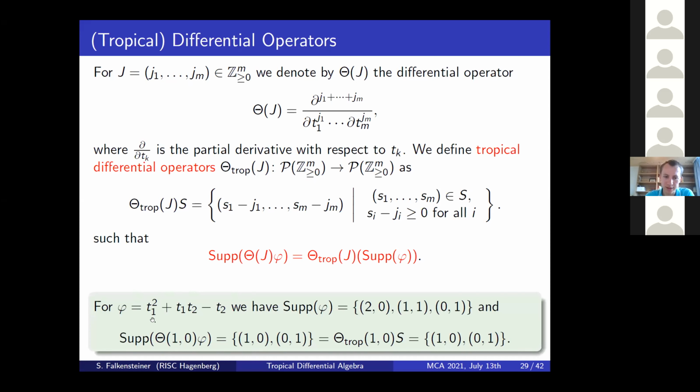So here is a short example. We have this phi given as T1 squared, and the support can easily be read off. If we differentiate one time with respect to T1, we get 2 times T1 plus T2. The support of it is written here, and it is equal to taking the tropical differential operator directly applied to the support.